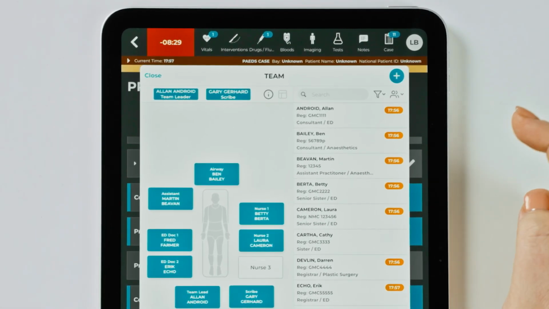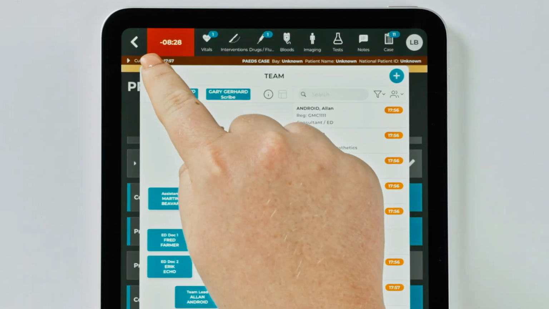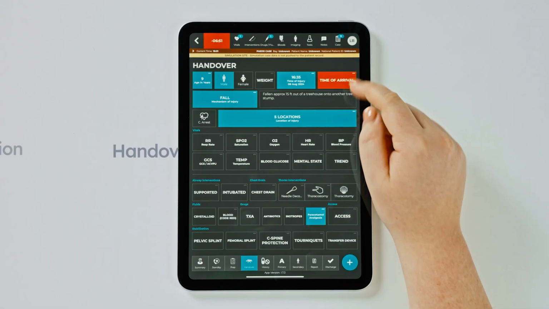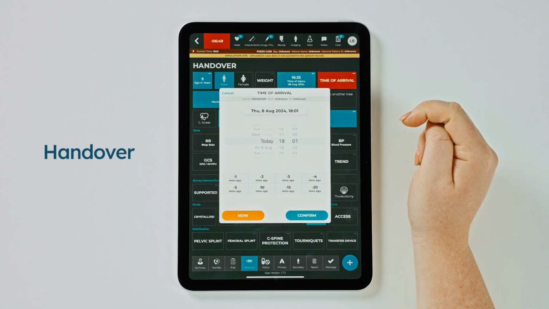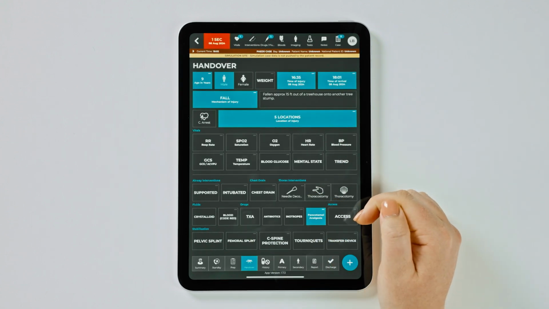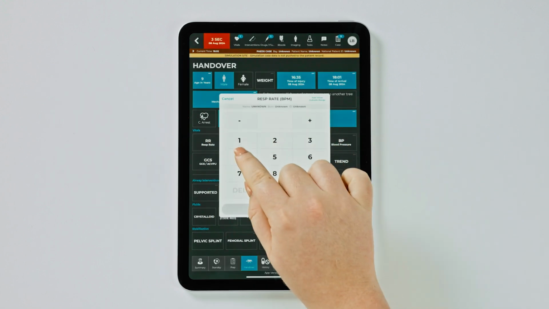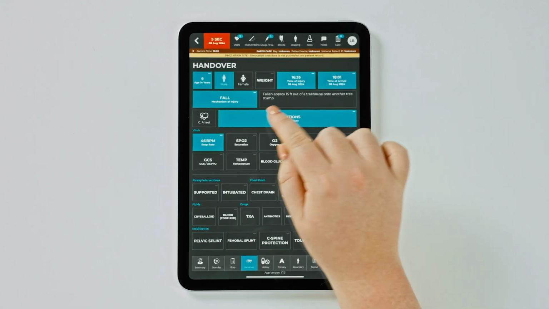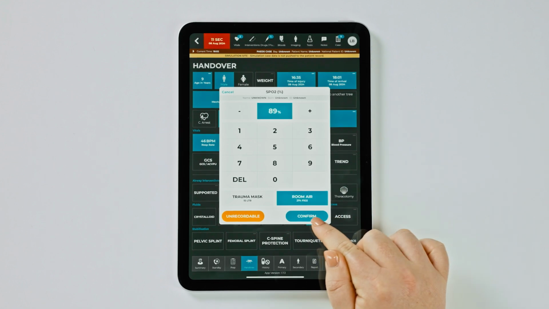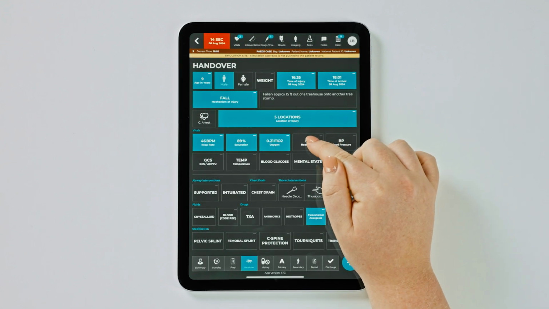Once the team have arrived and are all booked into the trauma app, they anticipate the patient's arrival. Moving on to the handover section, once the patient arrives into the department, the time of arrival is documented. The patient has the following observations, so 46 respirations per minute. His oxygen saturations are now 89% in air.